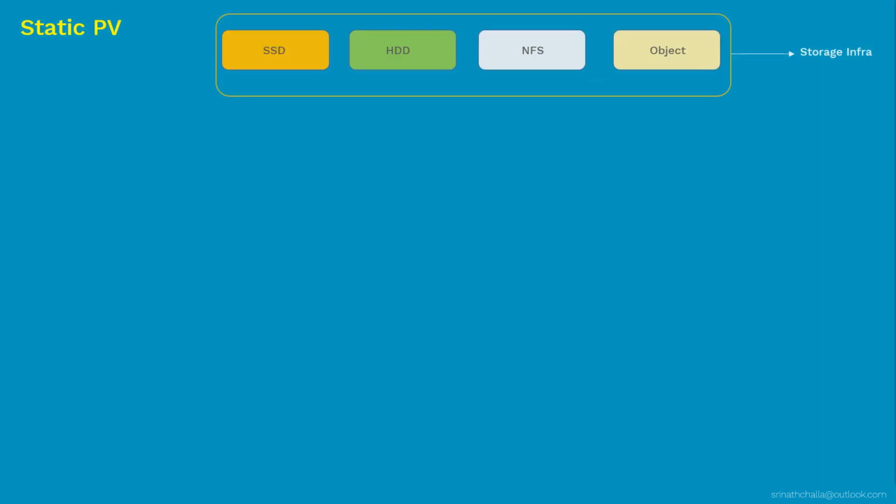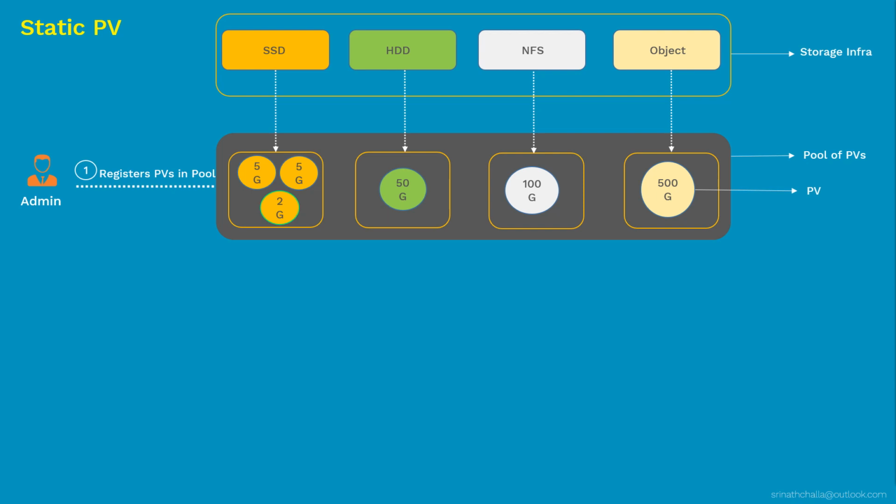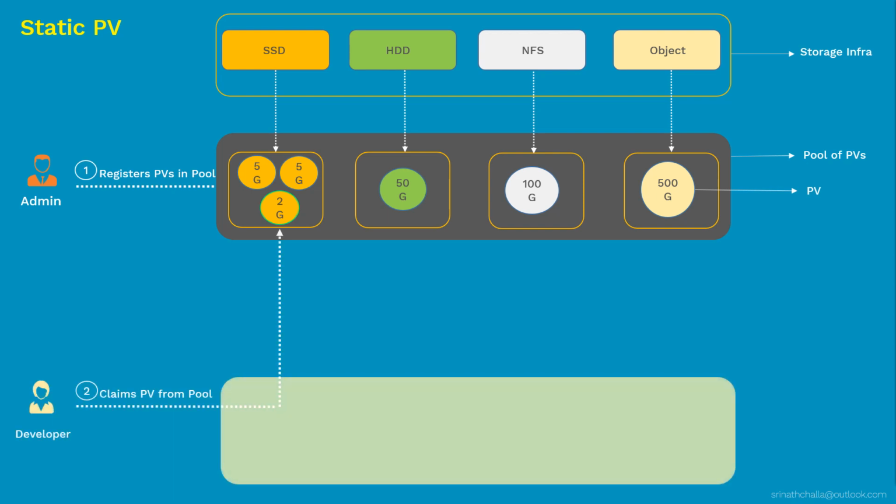Let's imagine that you have a storage infrastructure with different types of storage such as fast speed SSDs, slow speed hard disks, NFS, and then object storage. The first thing in this process is to create the persistent volumes, which is done by an administrator. In this example, the admin has created storage chunks of different capacity. These storage chunks are called persistent volumes. As and when needed, a developer can create the persistent volume claim, or simply PVC, to request storage from this pool. Let's say for example, the developer has requested 2 GB of fast speed SSD storage by creating the PVC. Then the PVC gets bound to the 2 GB PV.